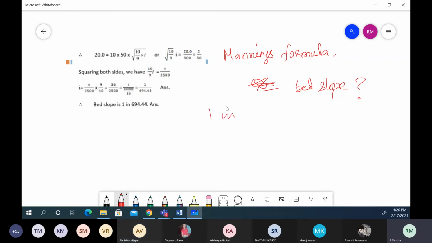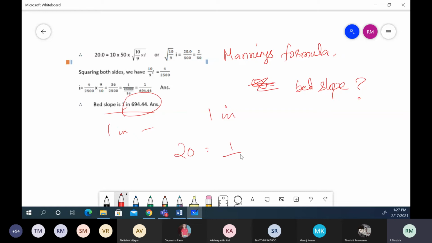Or 1 in 14.7. This is 1 in 694, this is 1 in 14.7. 14.7 is very low. Is it so? It is something around 1,700. Then it can be something near to this.